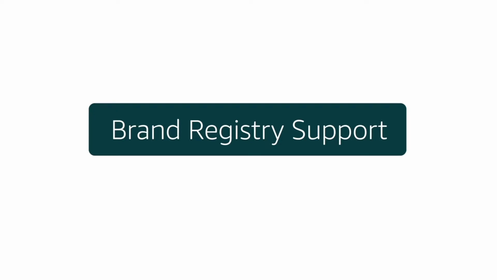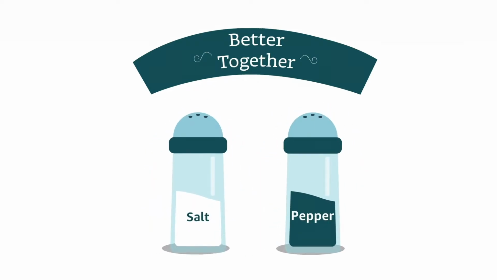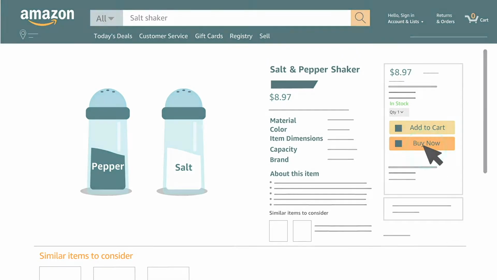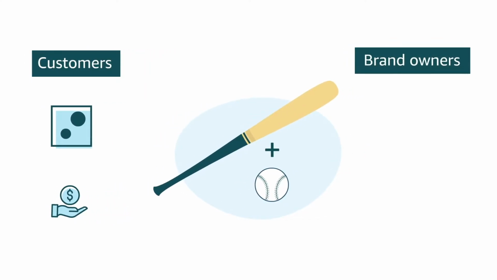Let's learn how to create virtual bundles. Some things just go together. Peanut butter and jelly, salt and pepper. They can be sold on their own, or they can be offered as a bundle instead. Customers love bundles because they can buy what they need together and save. And brand owners love bundles because they can help increase sales and brand loyalty.